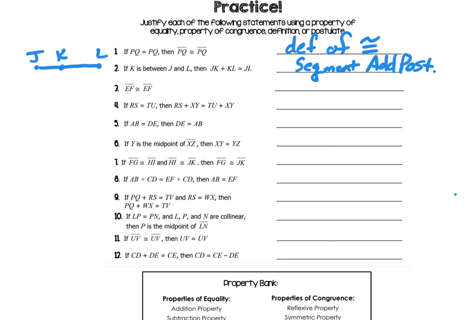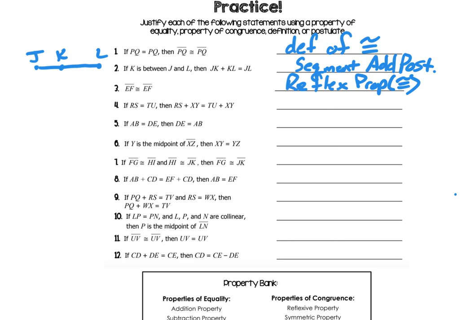Okay, EF is congruent to EF. What do I notice about both sides? They're exactly the same. And if two things are exactly the same, what do we say? Reflexive, okay? And I'm going to call this one the reflexive property of congruency, because it has a congruent symbol between it. If it had an equal sign between it, it would be equality. And that's why you see properties of equality on the left and properties of congruence on the right.